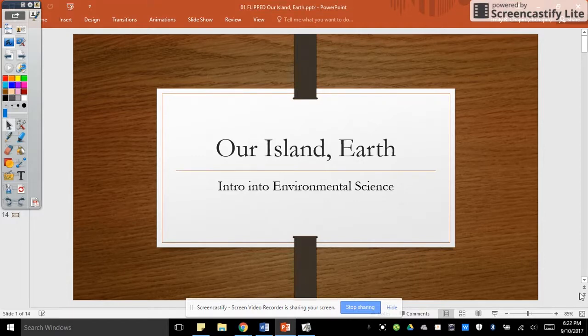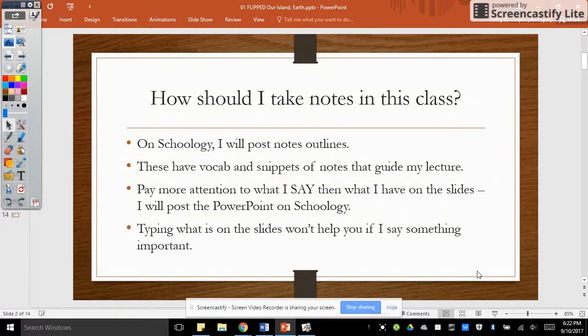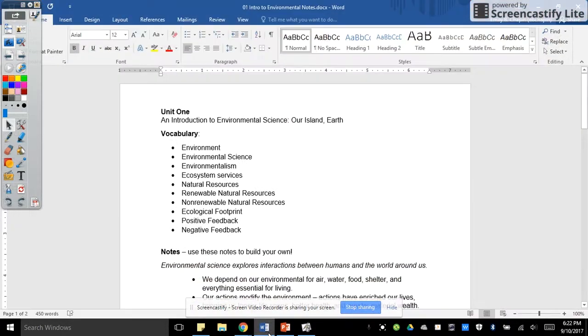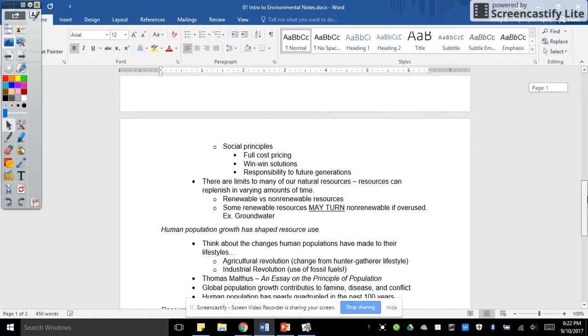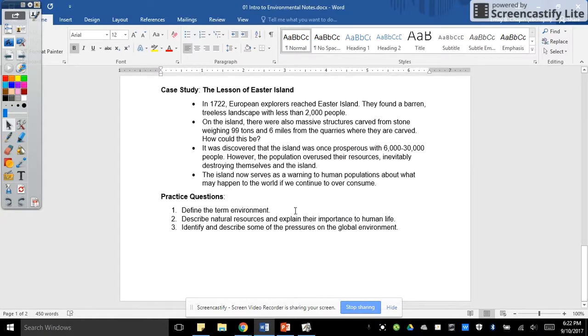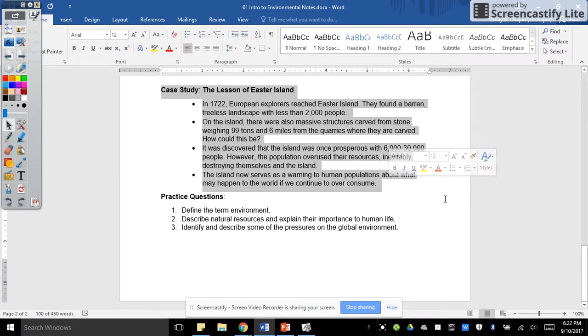The first thing I'd like to go over is how we should take notes in this class. It's really important that you learn how to take notes just in general. It's a tool that you'll use for the rest of your life. To help you get started, I will post these outlines on Schoology that'll give you the vocabulary as well as some skeleton notes and then some questions at the end. Oftentimes I will include some sort of case study because we want to relate environmental science back to the real world.